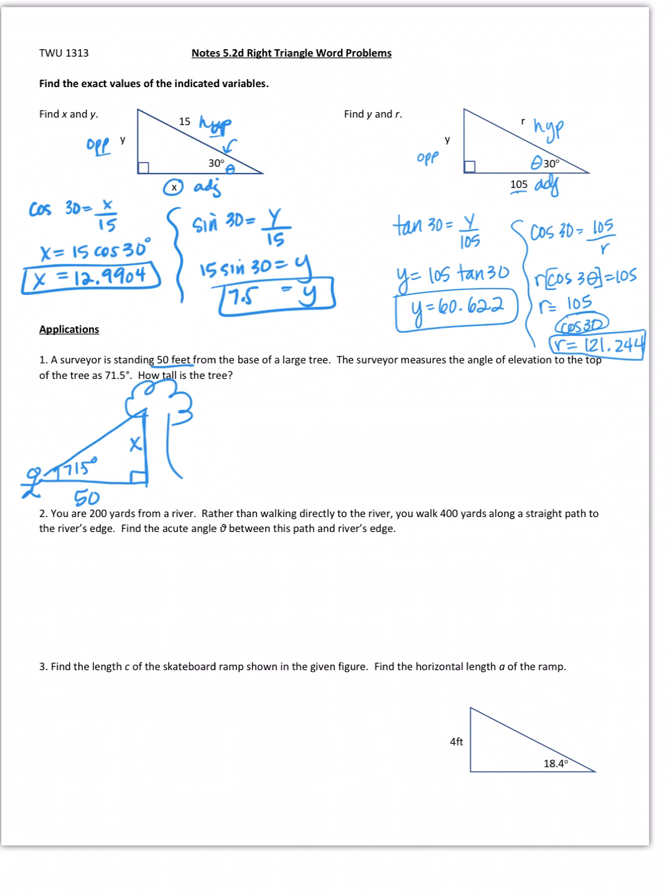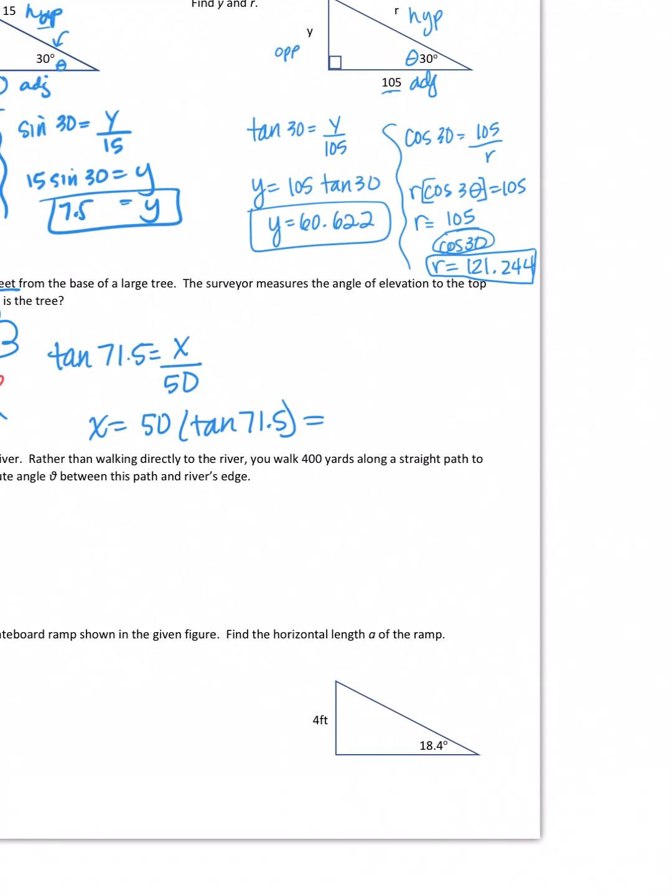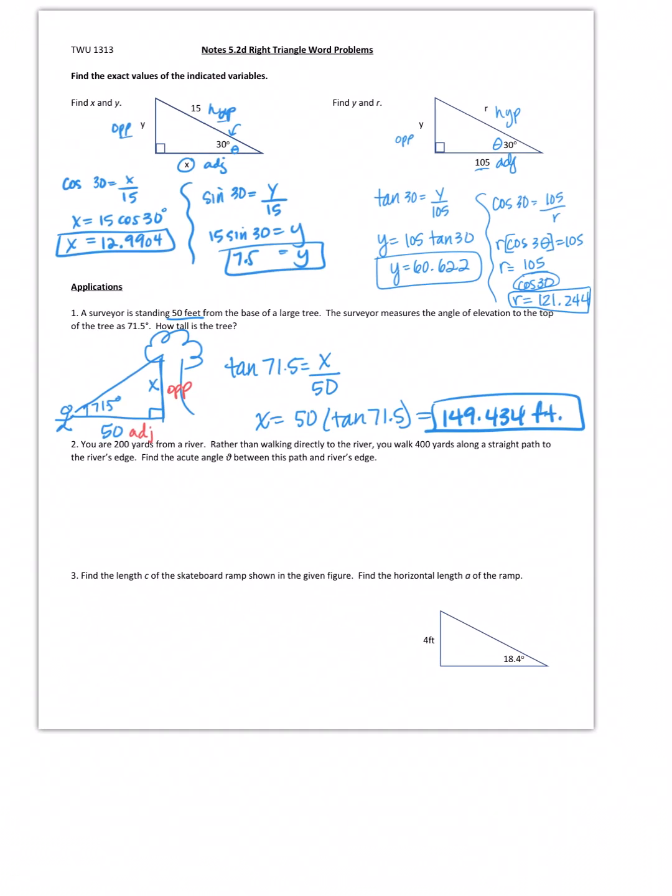So I look at it. Okay, what do I have? I have adjacent, and I need to find the opposite. So which trig ratio uses those two sides? That would be the tangent. So the tangent of 71.5 is equal to opposite over adjacent. So I'm just going to use my algebra and solve for x. So 50 times the tangent of 71.5. When I do that, I would get 149.434. Make sure you put units on word problems. This is feet. The tree is 149.434 feet tall. That makes sense, right?